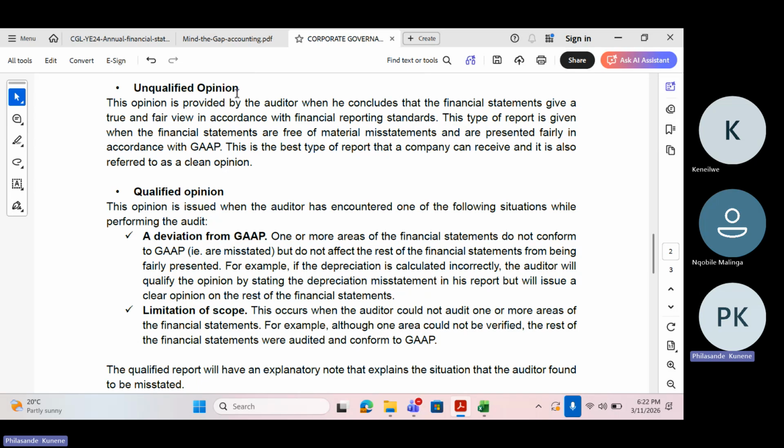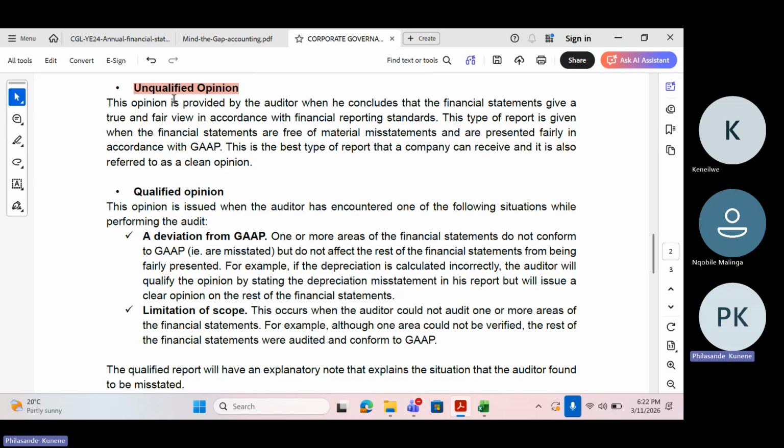Okay, the first one is the unqualified audit report. If you look at this one, it says unqualified. Someone would say you don't qualify for something, right? If you don't qualify for something, it's like it's something bad, right? But in terms of an audit opinion, an unqualified opinion is the best opinion that we can have from the auditors. If they give us an unqualified opinion, it means our financial statements were correct, were accurate in almost everything, you did well as a financial accountant.